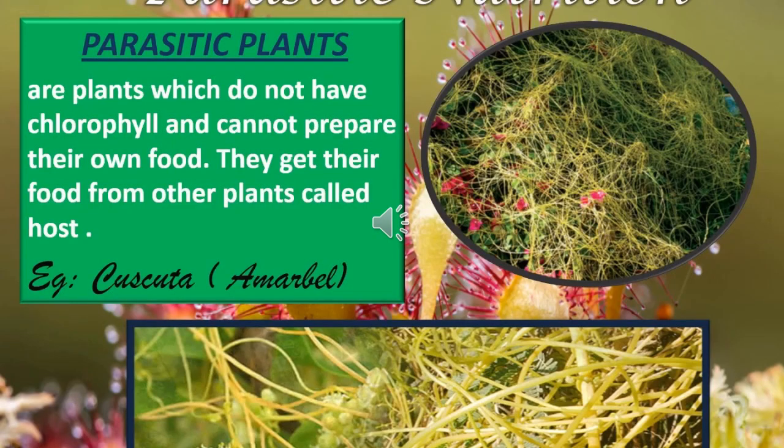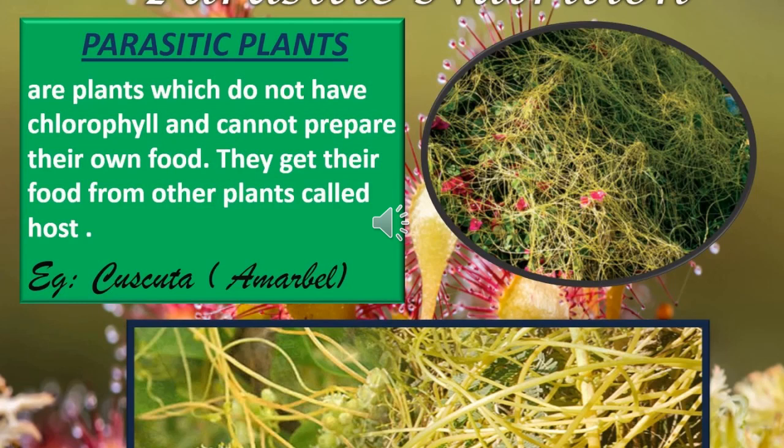Okay, now let us see the first type of heterotrophic nutrition, that is parasitic plants. A parasitic plant is one that depends partially or fully on another plant, which we call the host, for nutrition. Here these plants do not have chlorophyll, so they cannot prepare their own food. To get their food, they depend upon other organisms. The organism that provides them food is called a host.